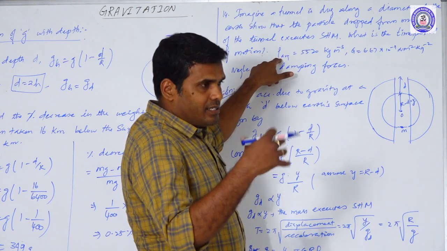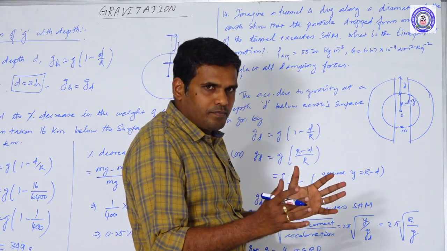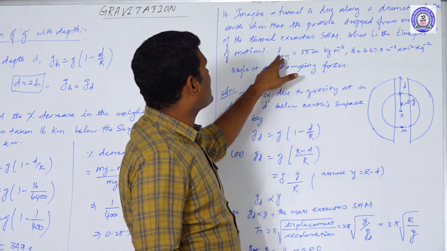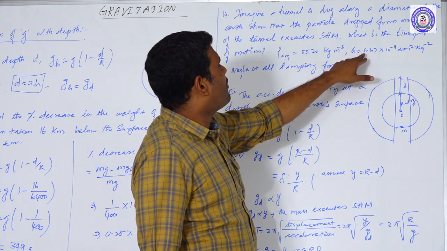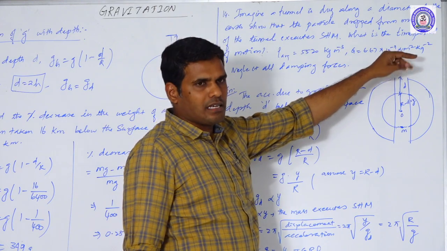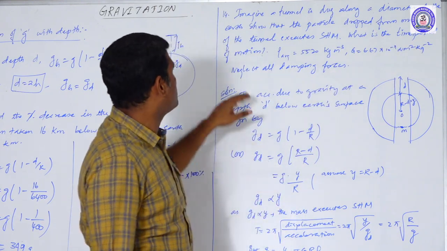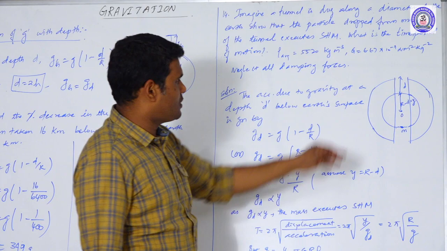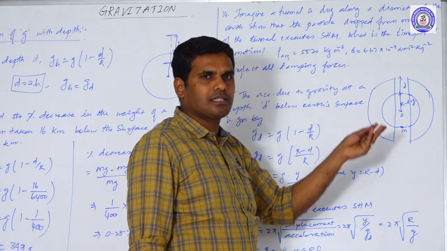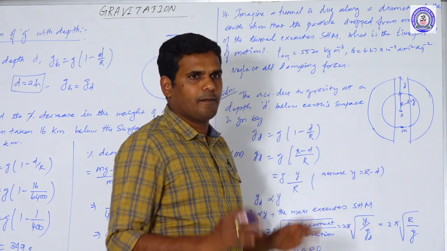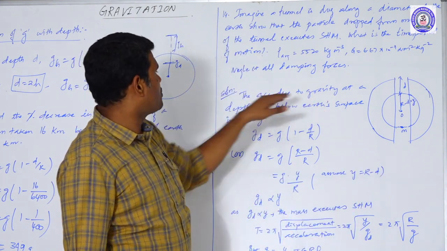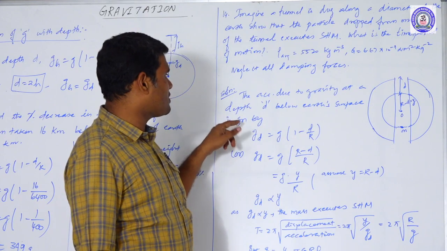The Earth is assumed to be a sphere, so that its average density is 5520 kg per meter cubed, and the value of G is 6.67 times 10 power minus 11 newton meter square per kilogram square. Neglect all the damping forces. When the object is set to undergo an oscillation, there will be some damping forces taking place inside the tunnel that must be neglected.